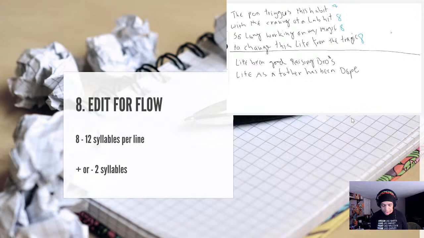It's still within my range of 2 syllables. All it really means is that when I'm rapping it, I'm going to insert a rest, some silence, to make it fit. So if I'm going to rap on this beat right now, taking the slow tempo, 1, 2, 3, 4, and 1, 2, 3, 4. This pen triggers this habit with the craving of a lab hit. So long working on my magic to change this life from the tragic, right?